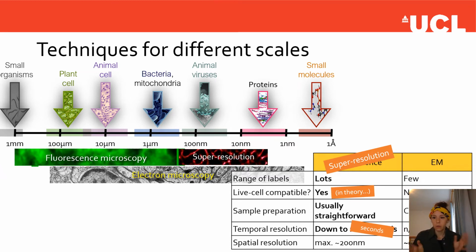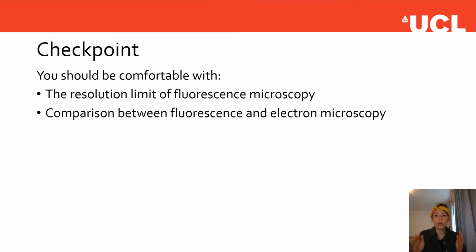But of course the thing we're all kind of looking for here is the spatial resolution, and super resolution techniques can now get us resolutions of 20 to 150 nanometers depending on what technique we're using. So that's pretty good. We're not down to the kind of real nanometer scale of electron microscopy, but we're definitely better than conventional fluorescence microscopy. So hopefully from that little intro section, you should be comfortable with why the resolution of fluorescence microscopy is limited, what limits it, and various comparisons between fluorescence microscopy and electron microscopy. Okay, great. So let's kind of get into super resolution now.